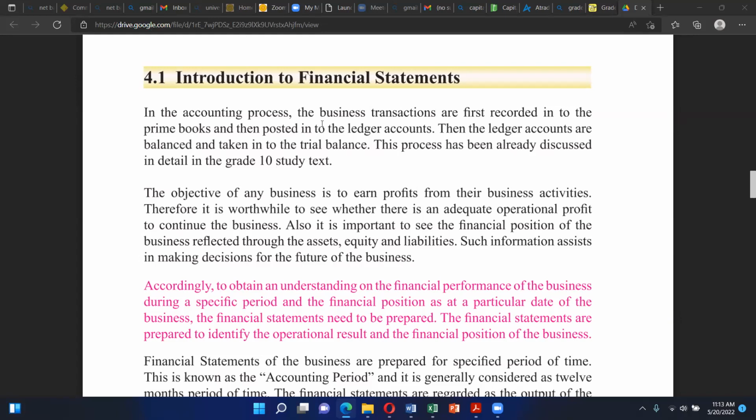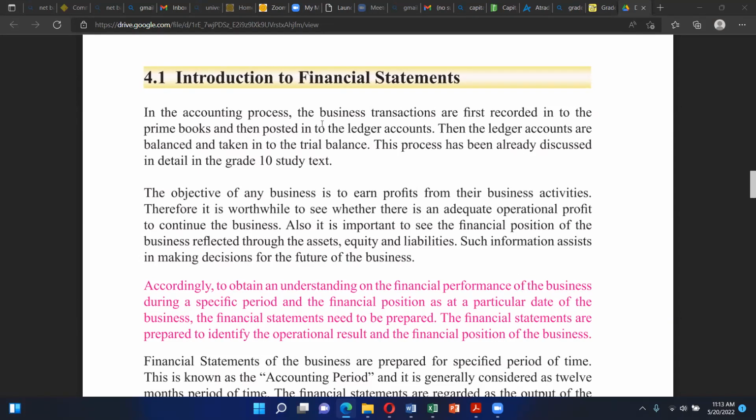The objective of any business is to earn profits from their business activities. Therefore, it is worthwhile to see whether there is an adequate operational profit to continue the business. Also, it is important to see the financial position of the business reflected through the assets, equity, and liabilities. Such information assists in making decisions for the future of the business.